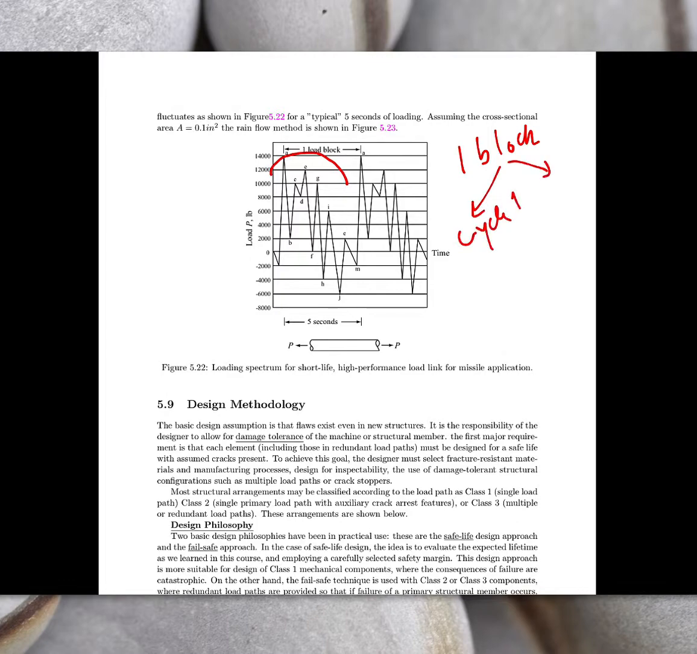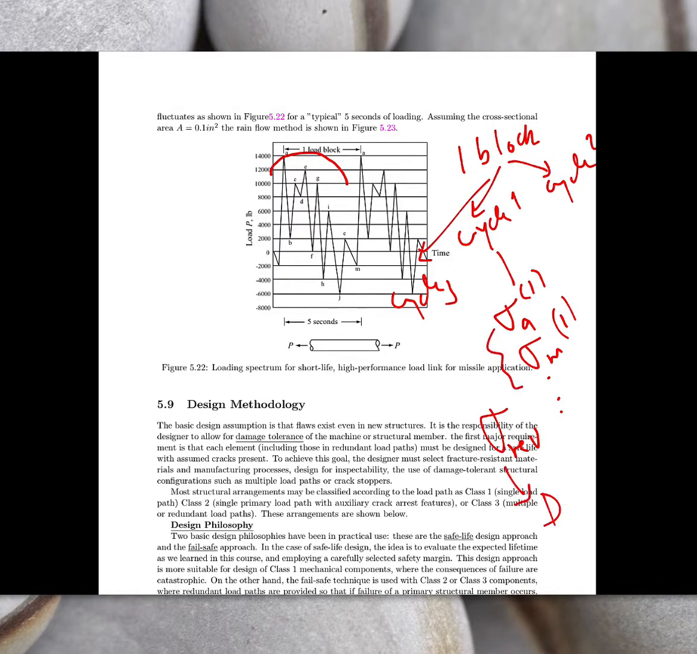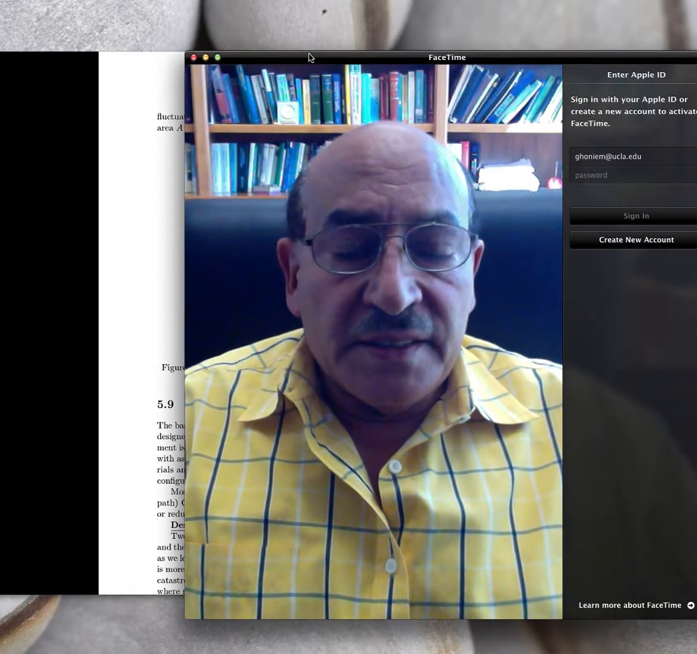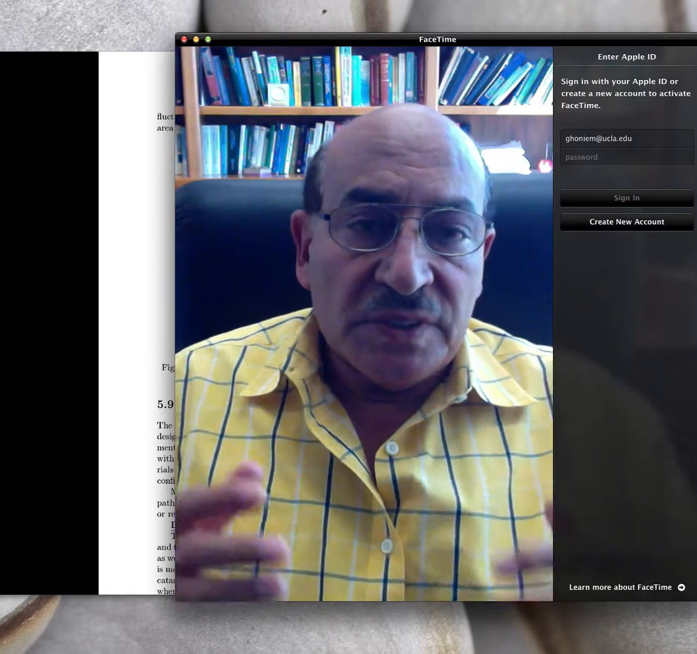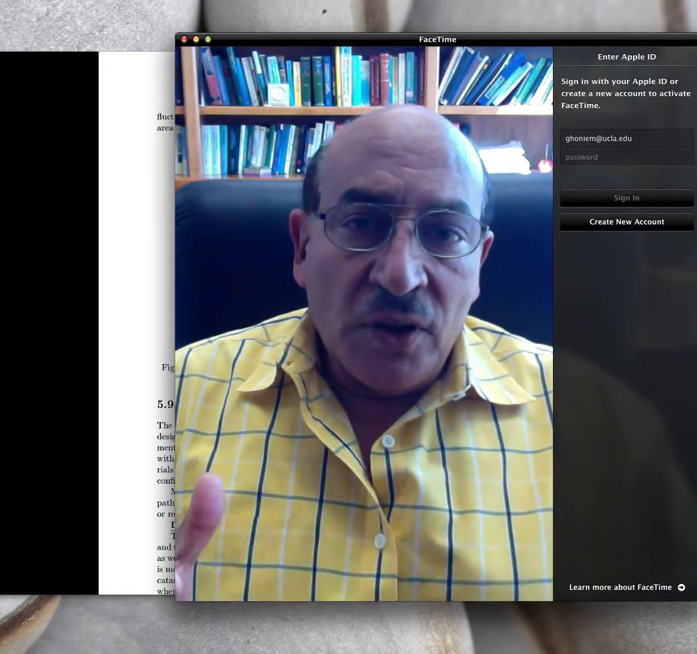So you have to make it cycle 1, and then cycle 2, and so on, cycle 3. And each cycle you have to find sigma alternating 1, sigma mean 1, and so on. And then you have to find sigma reversible from these, and then calculate the damage 1, and so on. And this basically completes the idea of fatigue design that we will use in all of applications.